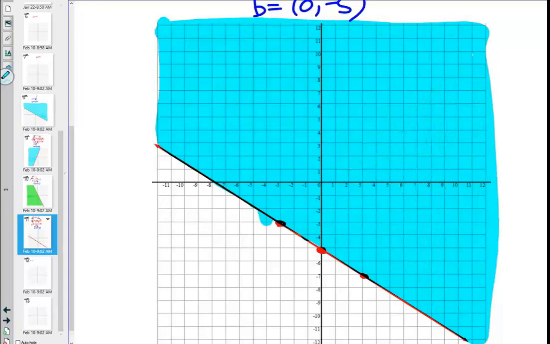I win. You won. Hiram, is the point 3, negative 7 part of my solution? Point 3, negative 7. Let me see. I'll help you out. Yes, yes, yes, yes. 3, negative 7. You say yes. Why yes?